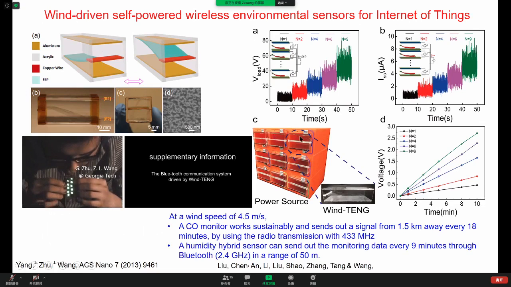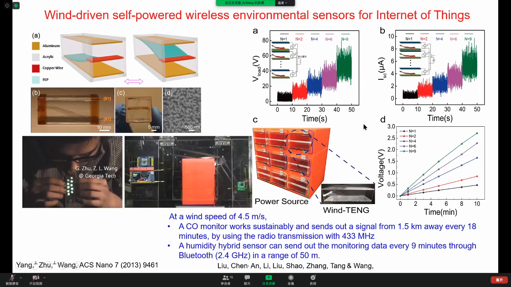We make a few units stacked together, and when wind goes through here, the power generated can be integrated and used to send a signal wirelessly. We have already achieved this at a wind speed of about 4.5 meters per second and 2.5 kilometers away. We send a signal once every 18 minutes at a radio frequency. So we can do wireless communication here.